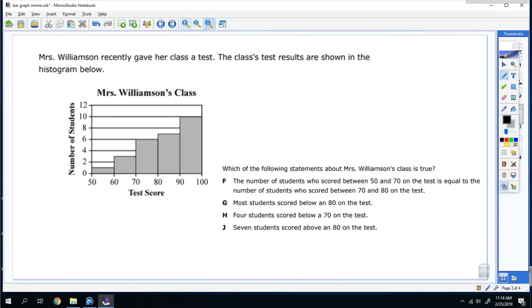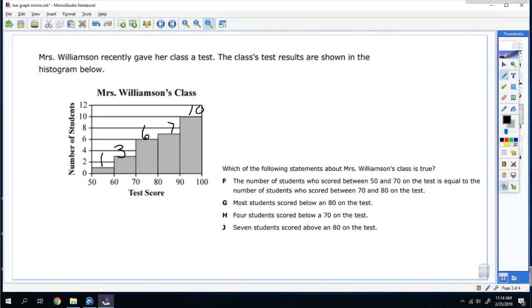All right, next problem. Mrs. Williamson recently gave her class a test. The results are shown in the histogram below. Which of the following statements is true about Mrs. Williamson's class? So what I'm going to do is find out the number for each bar. So it'll be 1, 3, 6, 7, 10. Now I can use this information to help me figure out which one's true.